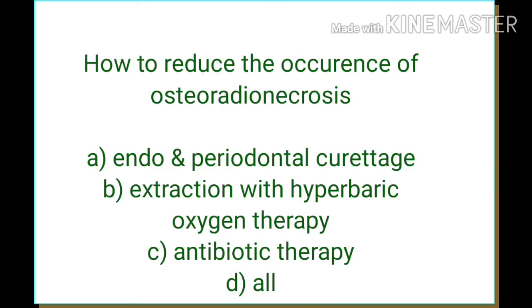Moving on to the next question, how to reduce the occurrence of osteoradionecrosis? By endo and periodontal curettage, by extraction with hyperbaric oxygen therapy, that is HBOT, or by antibiotic therapy, or by all of the options. The answer is extraction with HBOT.